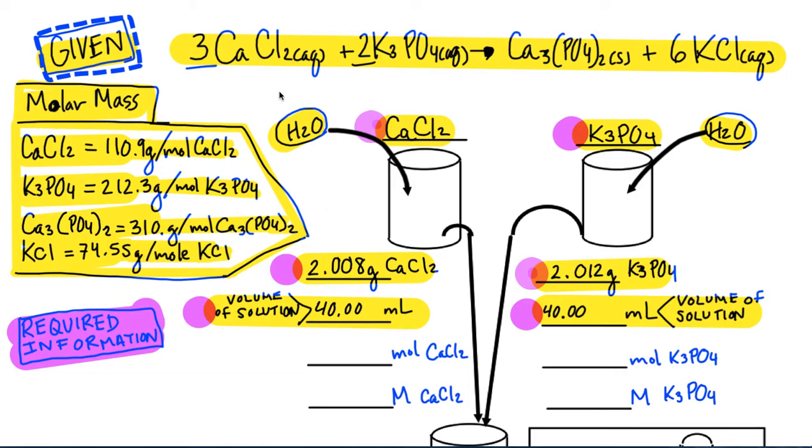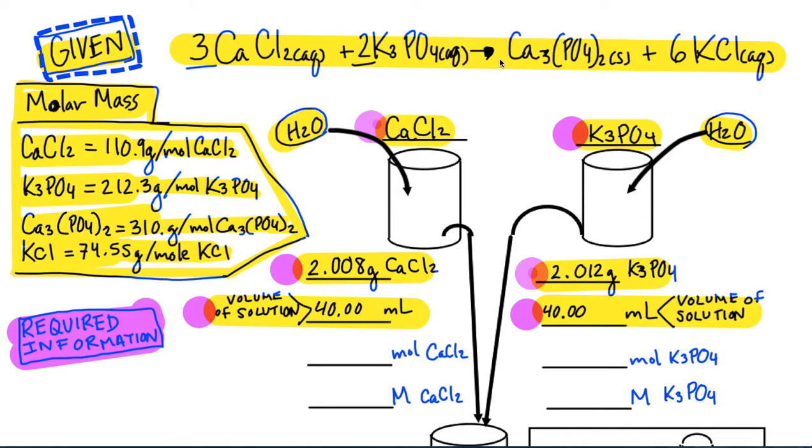Hey you guys, this is a video that's going to walk you through the lab that we did in class. The lab that we did was a precipitation lab. It was between calcium chloride and potassium phosphate as our reactants. So here you can see the reactants in a balanced reaction, and over here what we got was our products. We got a precipitate, the solid, which was calcium phosphate.